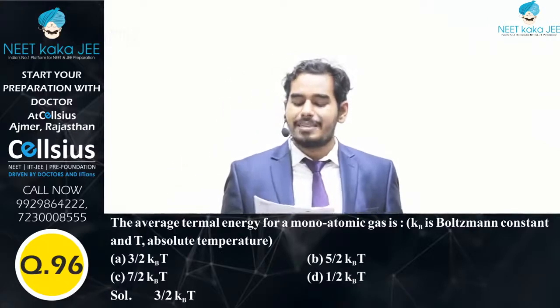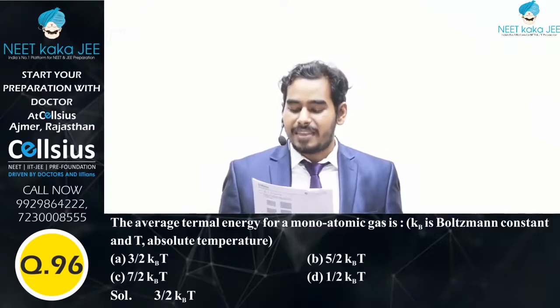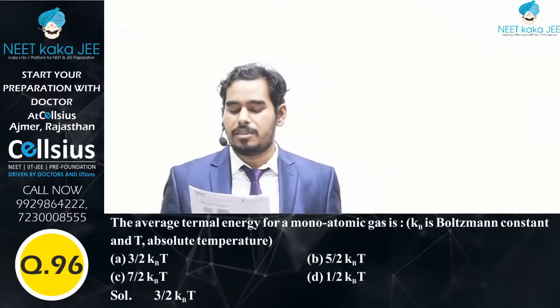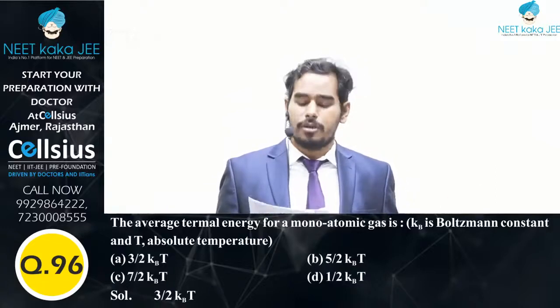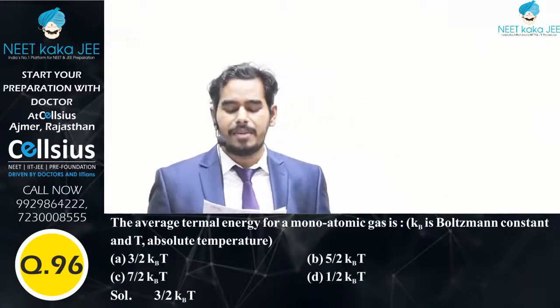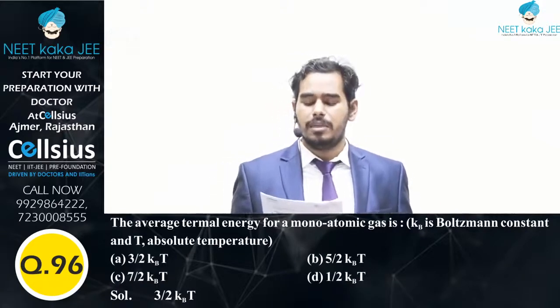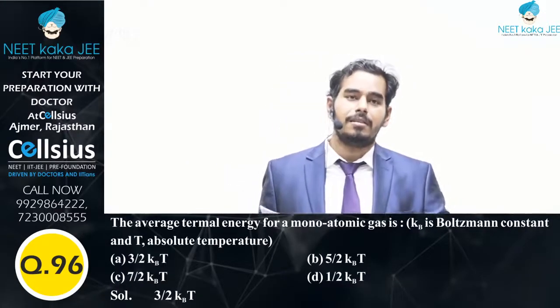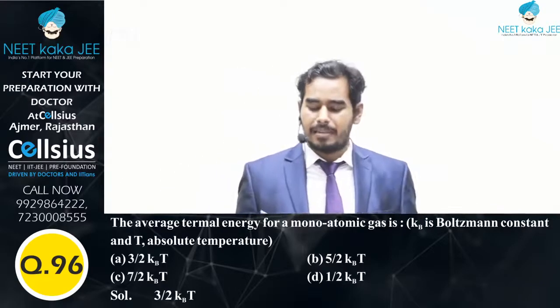So the next question is, the average thermal energy of a monoatomic gas, where Kb is Boltzmann constant and T is absolute temperature. So you'll have to state in terms of Boltzmann constant and absolute temperature. For a monoatomic gas, you know there are 3 degrees of freedom, so it becomes 3 by 2 Kb into T, and this is obviously the first formula that you read in KTG. So this is as simple as this.